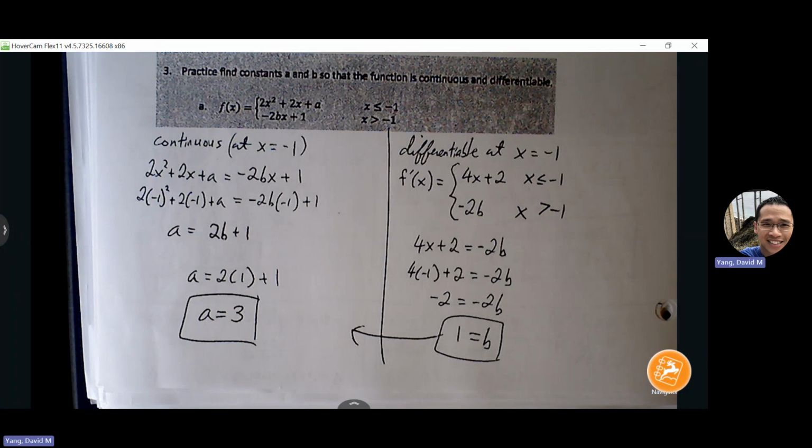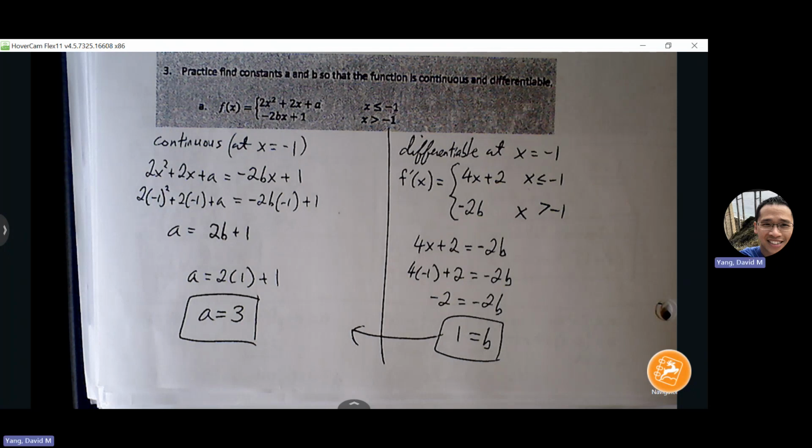Differentiable is saying that not only do they want to connect, they must share the same slope in order to ensure that there's a smooth transition and it's not a sudden jump, right? It's going to be a smooth curve because there's a transition from one graph to the next. So because we know that they share the same slope, we can set their derivatives equal to each other because they must share the same slope at -1.